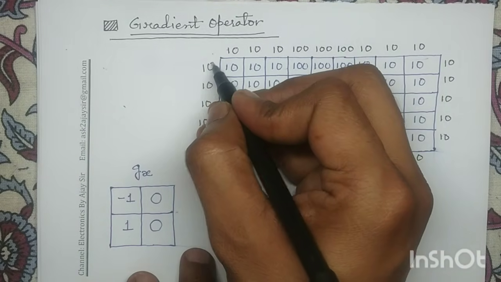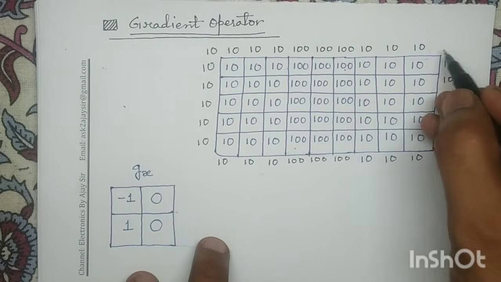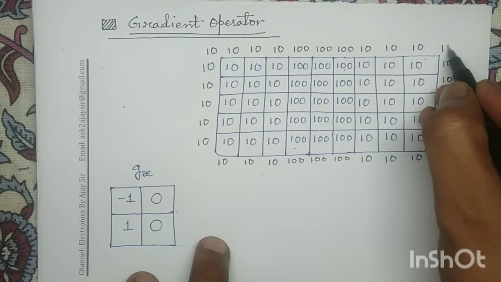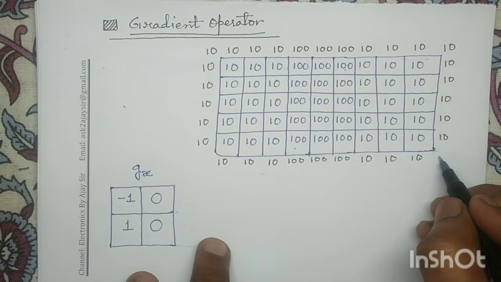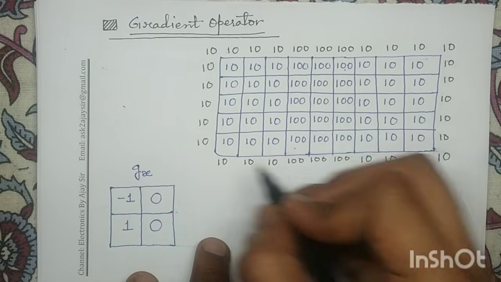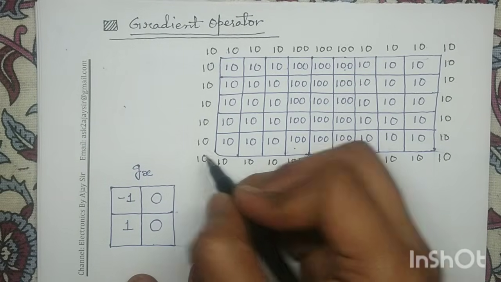Next, at this corner, since both of these pixels have intensity level 10, I will write here 10. At this corner, both of these pixels have intensity level 10, so I will write here 10. Similarly, at this corner, both of these pixels have intensity level 10, so I will write 10. And at this corner, both of these pixels have intensity level 10, so I will write 10.